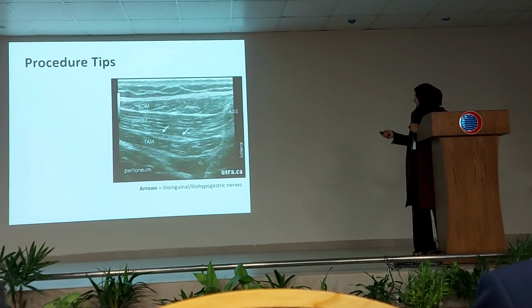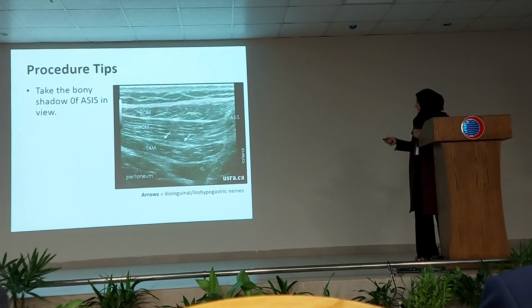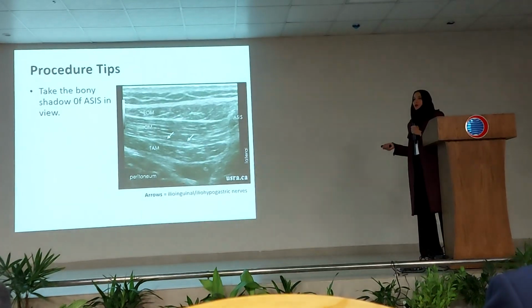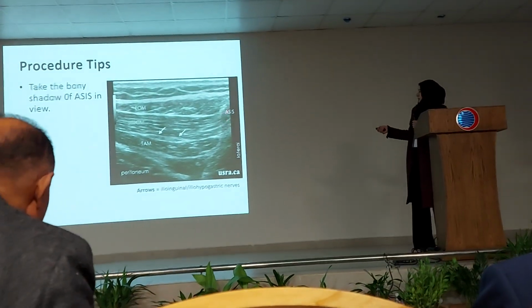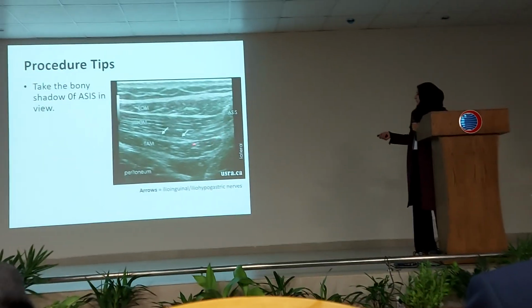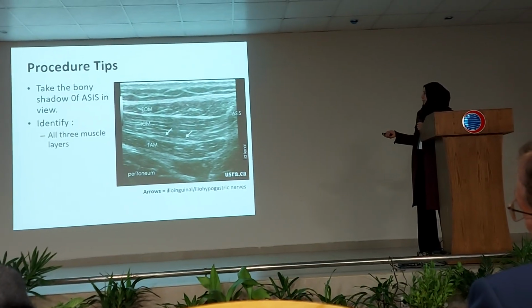So, some procedure tips. Take the bony shadow of the ASIS in the view. That is important. You have to place your probe in such a way that some part of the bone is under your probe. By doing that, you will get this bony shadow on the side, and along this side you will have all three muscle layers. You have to appreciate them.